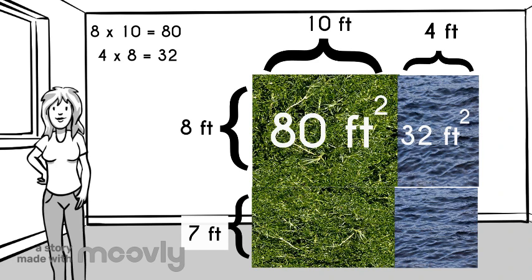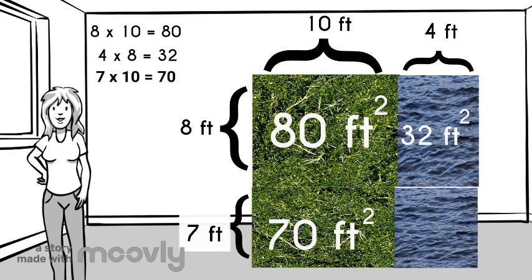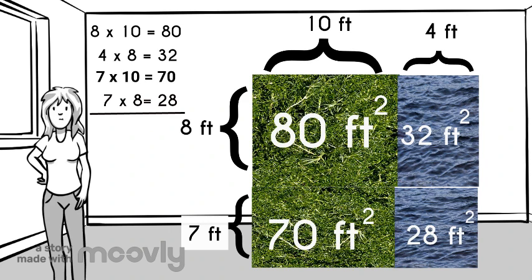So what we can do is do 7 times 10 to get the area of the new grass that you own of 70 square feet, and 7 times 4 to get the area of the river at 28 square feet. Then we can add all those areas up together to get the total land that you own of 80 plus 32 plus 70 plus 28. For a total area of 210.